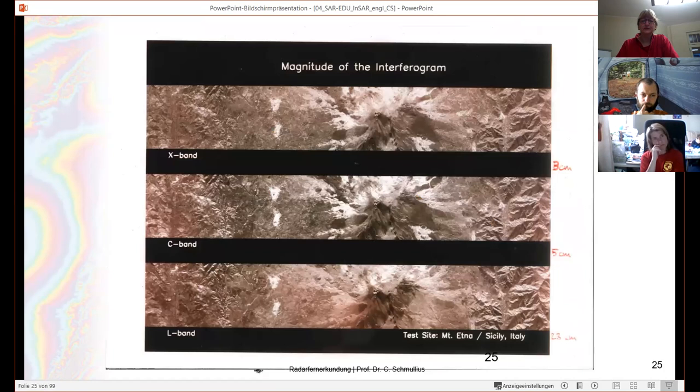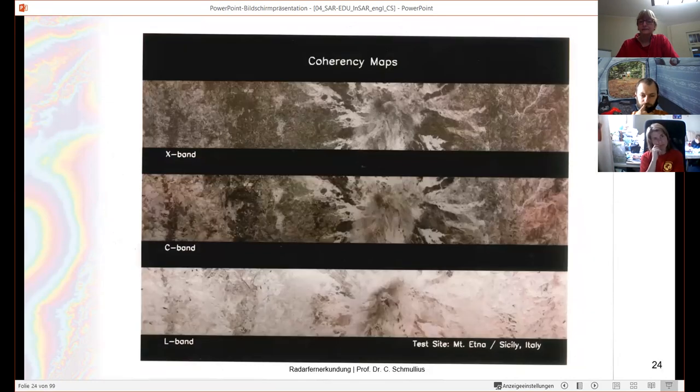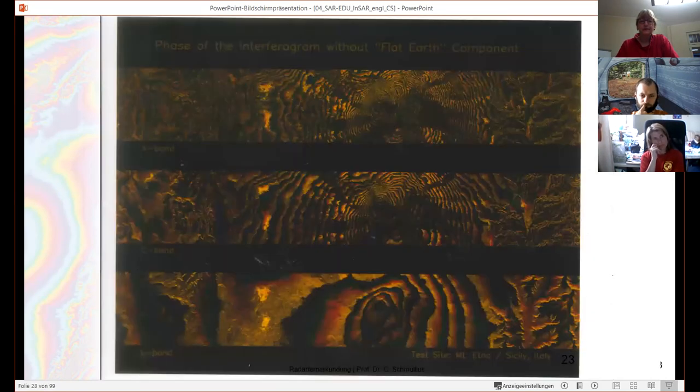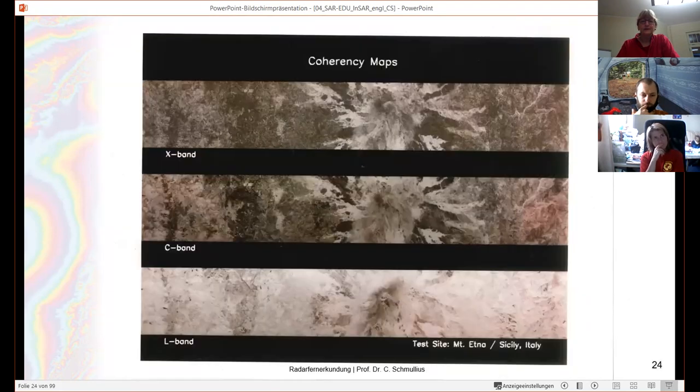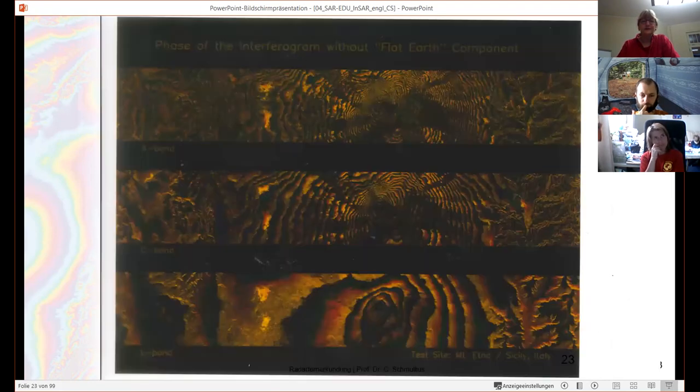Yeah, I would say we start with this next part after a short break. And I think I just leave you this image, because it's really a unique presentation of having a simultaneous repeat pass interferogram, again, in three wavelengths. Not many data takes are available.